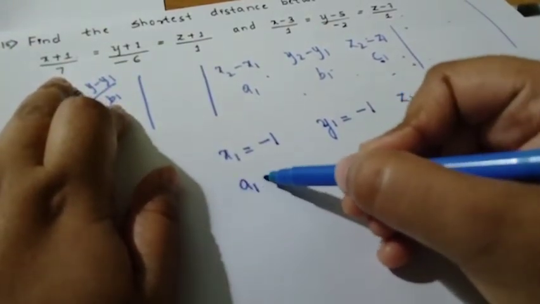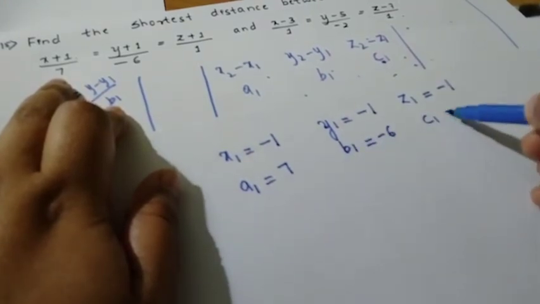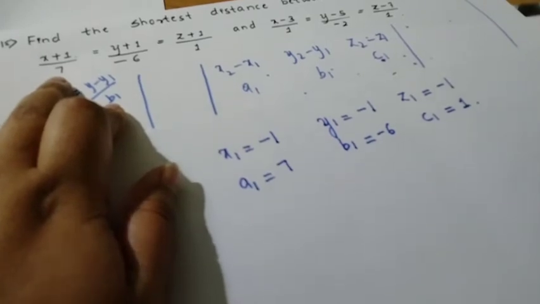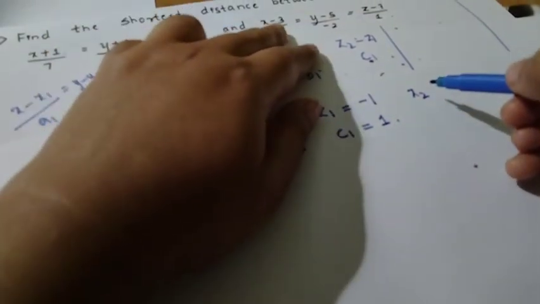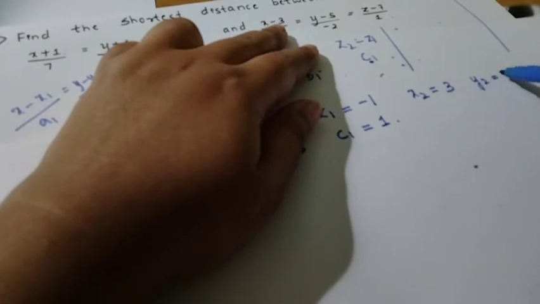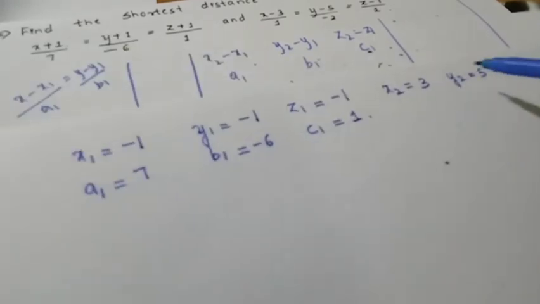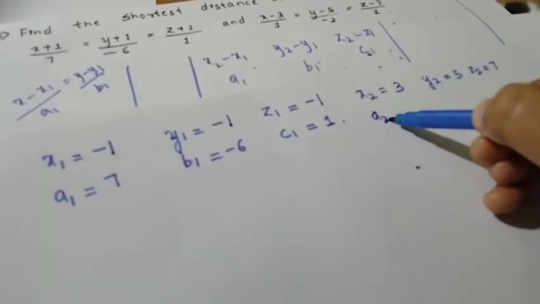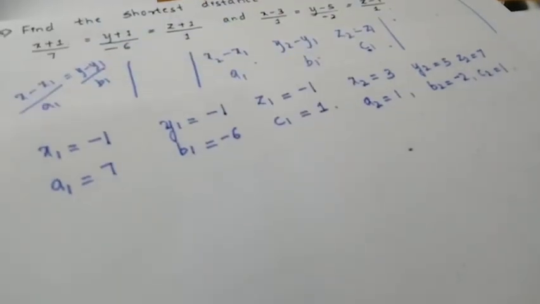a1 value is 7, b1 value is minus 6, c1 value is plus 1. Okay, next I write x2, y2, z2 from this equation. x2 value is 3, y2 value is 5 and z2 value is 7. Next a2, b2, c2 from this: a2 is 1, b2 value is minus 2 and c2 value is 1. So these are all the terms.